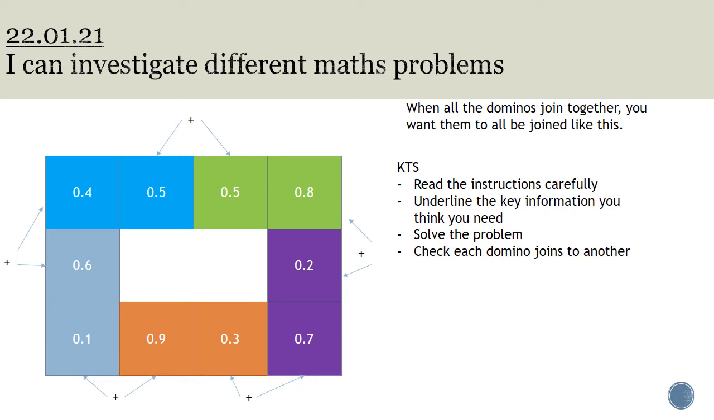When you start an investigation, it's really important that you read the instructions at the top really carefully, because you need to know what the dominoes that join together add up to. It might be worth underlining the key information that you need. Then you're going to need to solve the problem, before finally checking to make sure that each domino that joins to another adds up to the total amount, and also they actually join together. As you can see on mine, it makes a rectangle shape. All of the dominoes are joined to another.